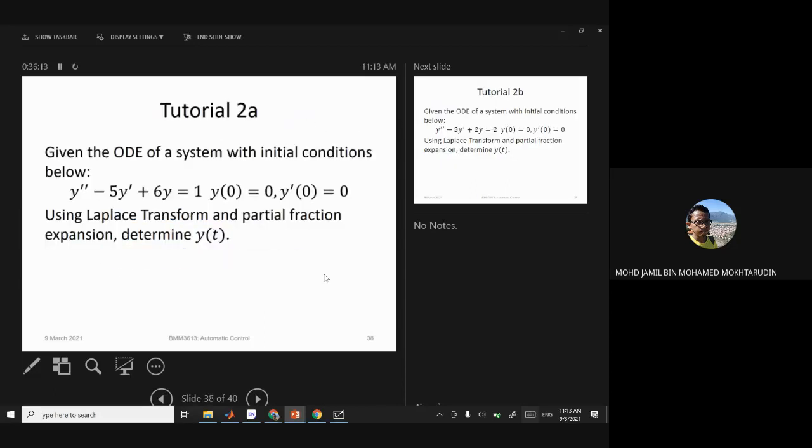Okay, so that's the end of this lecture. Okay, so I want to give you tutorial. So this is the first tutorial. So given the ODE of a system, so let's say you are given an ODE. Using Laplace transform and partial fraction, find y(t). Okay, so that's question 2A. And question 2B is something similar, but now the equation is slightly different.